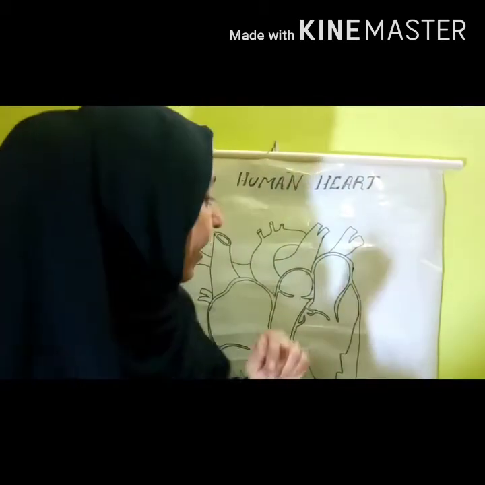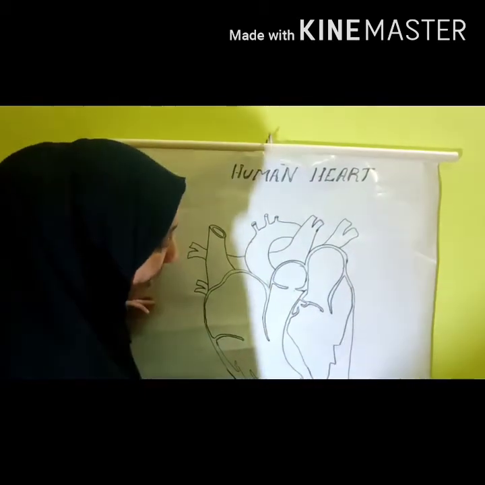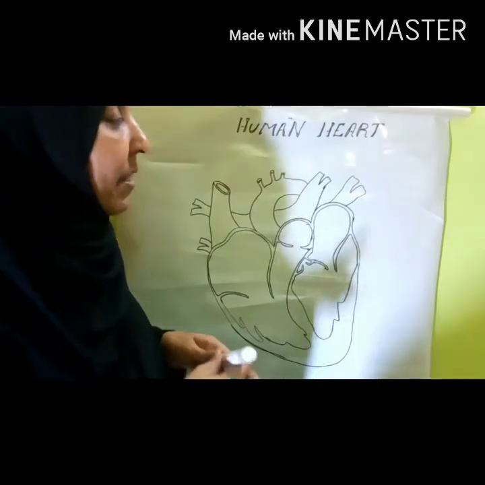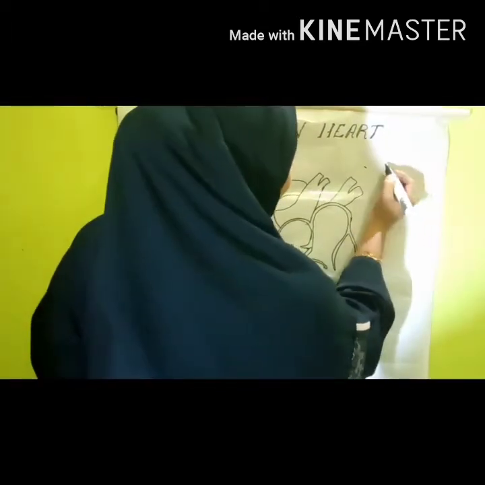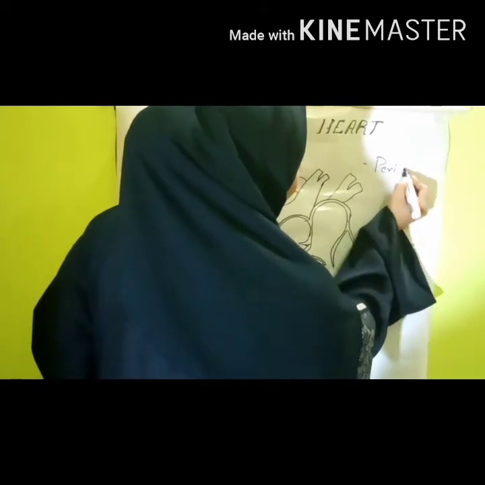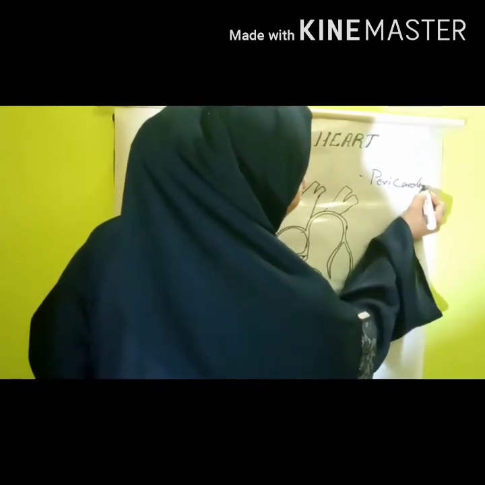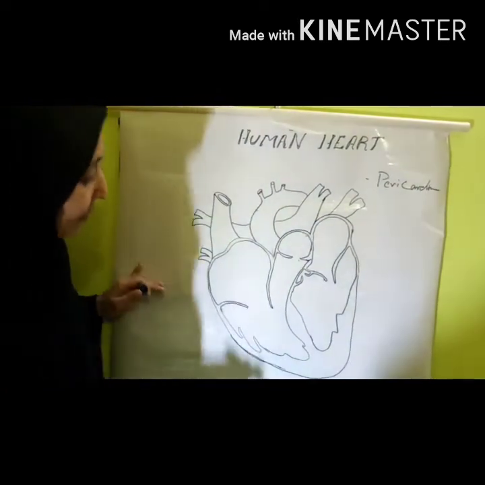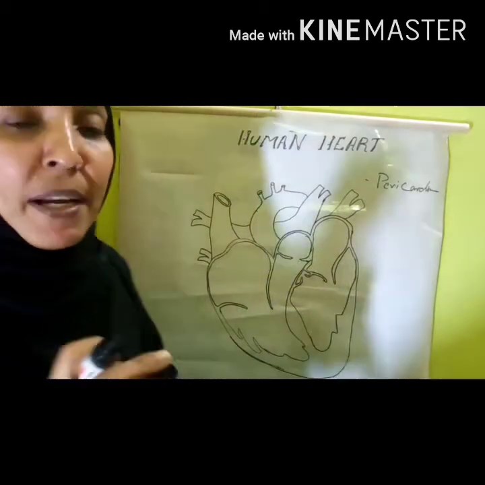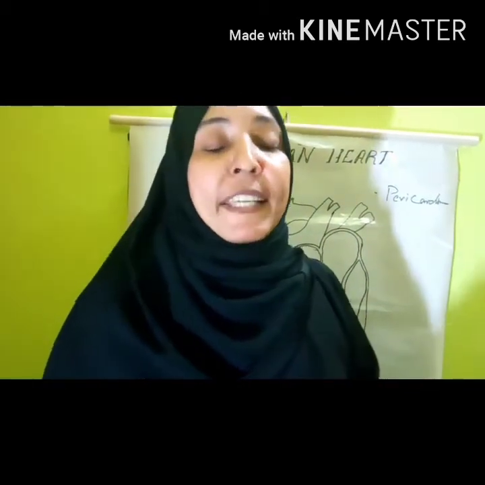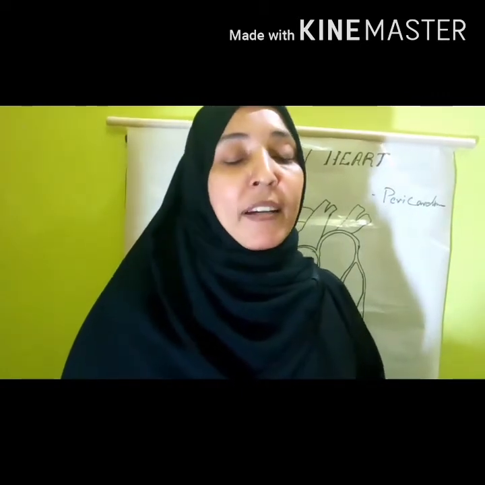Externally, the heart is covered by a double-layered membrane. The double-layered membrane covering of the heart is called the pericardium. In between these two layers, there is a fluid, the pericardial fluid, which acts as a shock absorber.